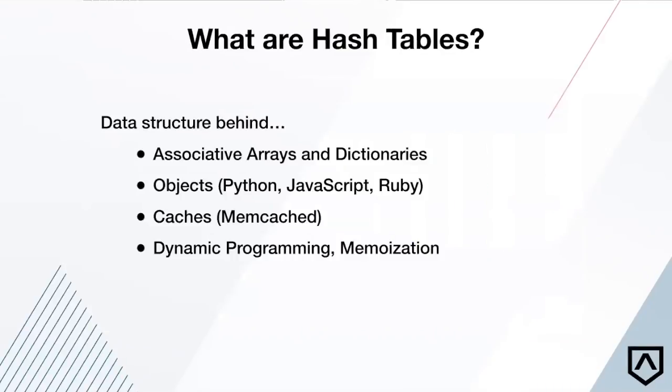So what are hash tables? Well, you might know them better by some other names, such as associative arrays or dictionaries or objects. In Python, they're called dictionaries, but hash tables are also used to implement the functionality underneath the hood behind objects. They're also used for programs like Memcached, which does HTTP caching, and also for dynamic programming and memoization.